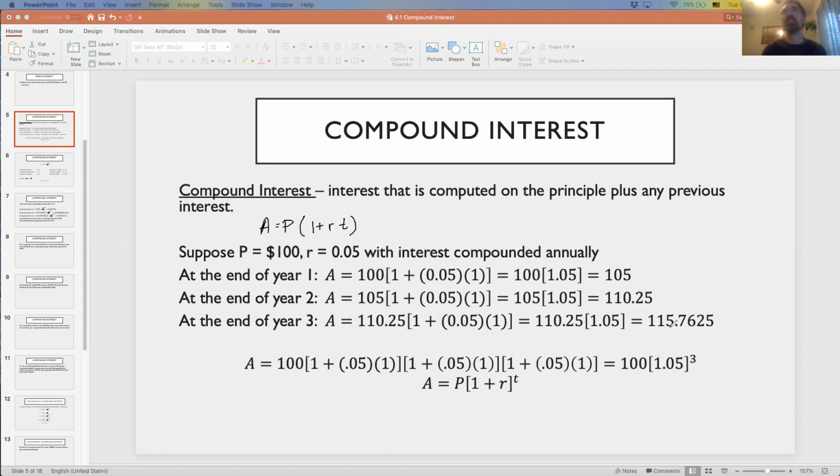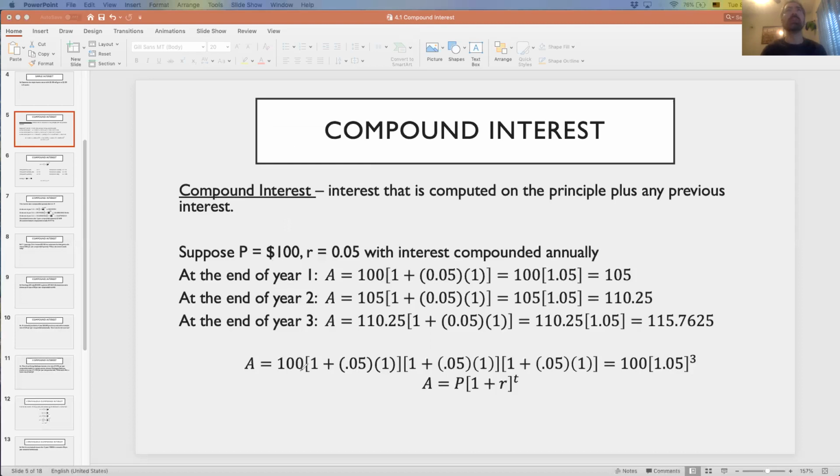$115.76. Okay, notice that if this were simple interest, at the end of year two we would just have the $110, right? So we're making an extra 25 cents with this compound interest. At the end of year three, we would have made $115 off of simple interest. All right, so now we've got an extra 76 cents that we're making with compound interest. Doesn't seem like a lot now, but we're only investing $100, and it will begin the snowball effect, right? The longer we keep that money in there, the more effect that compound interest will have on our accumulated amount.